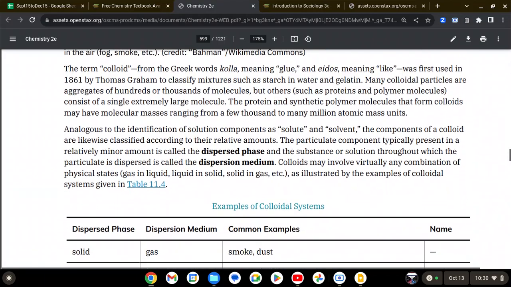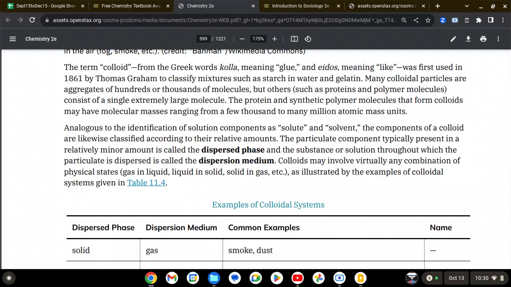The term colloid, from the Greek words kolla, meaning glue, and eidos, meaning like, was first used in 1861 by Thomas Graham to classify mixtures such as starch and water and gelatin. Many colloidal particles are aggregates of hundreds or thousands of molecules, but others, such as proteins and polymer molecules, consist of a single extremely large molecule. The protein and synthetic polymer molecules that form colloids may have molecular masses ranging from a few thousand to many million atomic mass units.